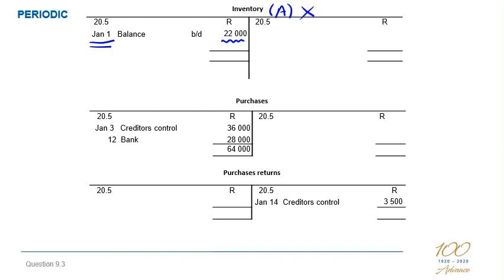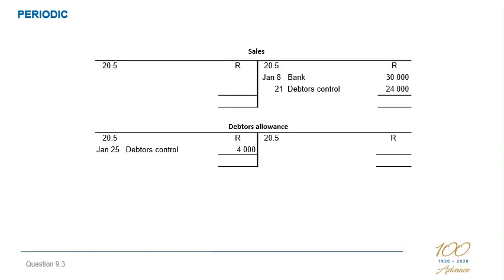So instead of using inventory as a record keeping mechanism, I'm going to use alternative accounts like purchases and purchases returns. I will still keep track of sales and sales returns or debtors allowances. For periodic, we use the terminology sales returns.